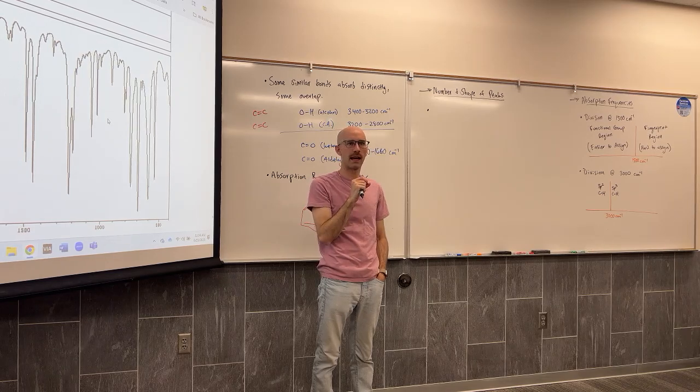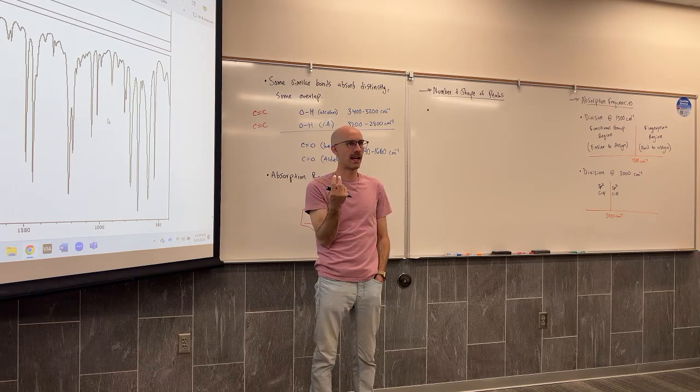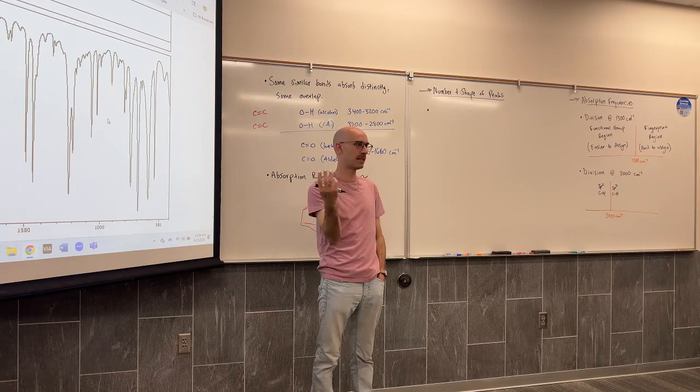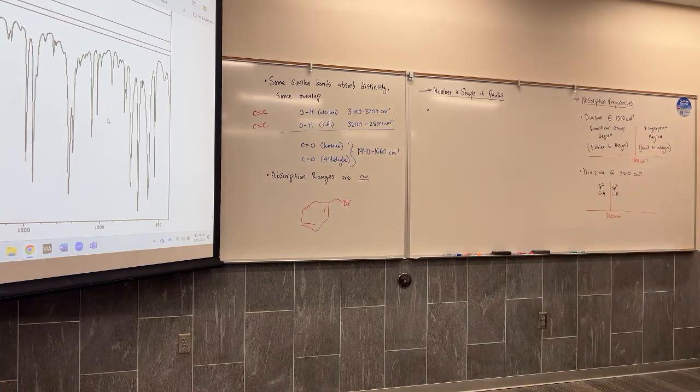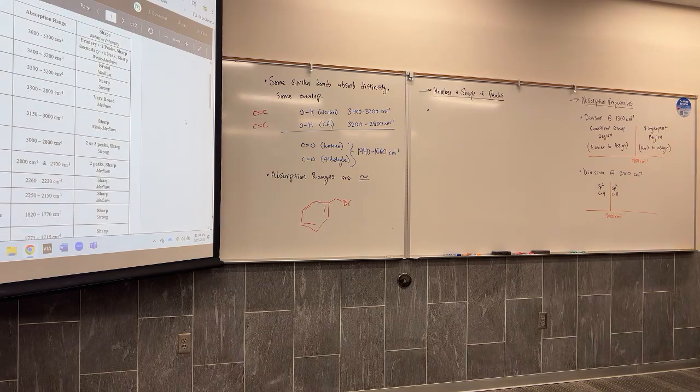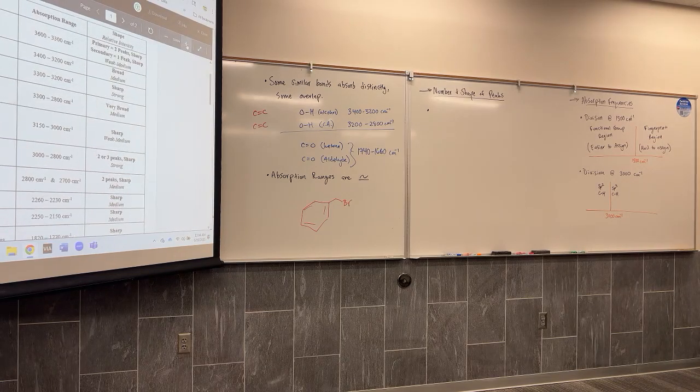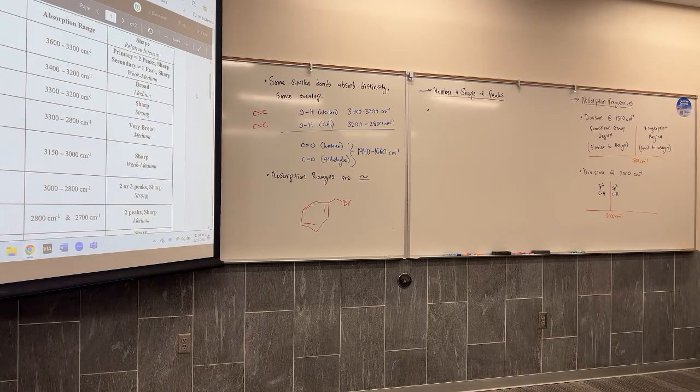Most bonds have one nice absorption peak. Some bonds have a set of peaks that are all close together. And then other bonds have always a specific number of peaks, sometimes depending on the number of bonds. So the number of peaks really varies.